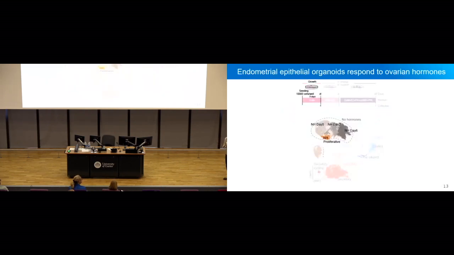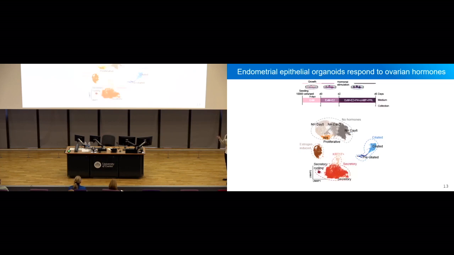So these organoids, you grow them first without hormones, but then you can add hormones with estrogen, recapitulating the proliferative phase of the menstrual cycle, and we found that gave rise to clusters and cellular populations of the epithelium that you find in the proliferative phase. And then if you expose them to progesterone, they will start producing more secretory cells and glandular cells that you also find in vivo.